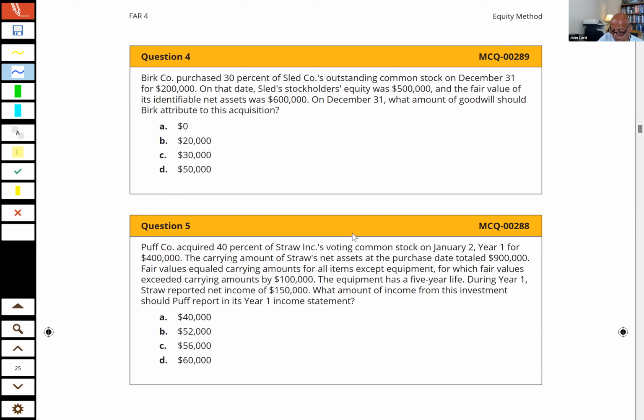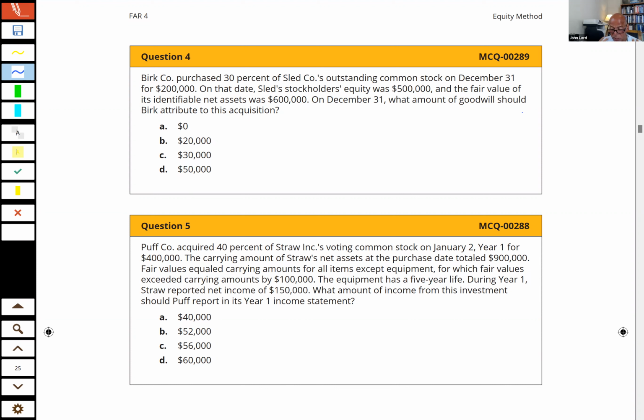Okay, most of us have had a chance to try this one, and looks like we got a pretty good percentage coming in. So I'm going to go ahead and stop the poll and share the results. Looks like everybody got it right. And again, with questions like this, when they ask the goodwill that is attributed to the acquisition, now they didn't say reported. If they said reported, the answer is 0, right?